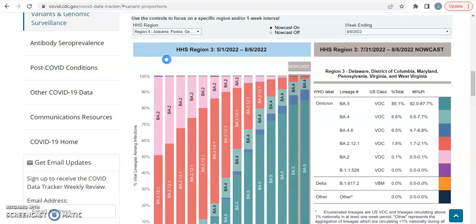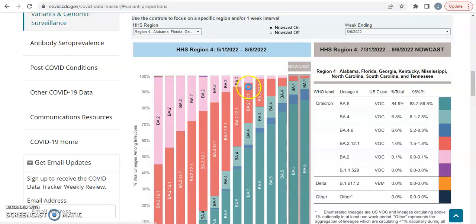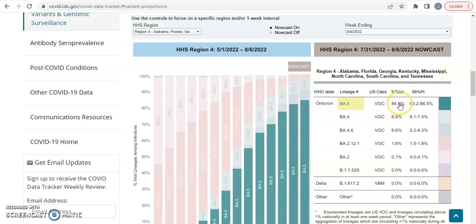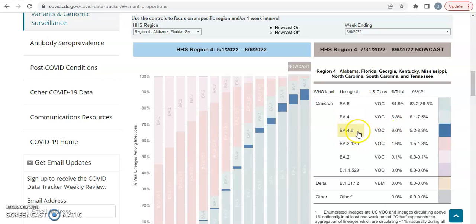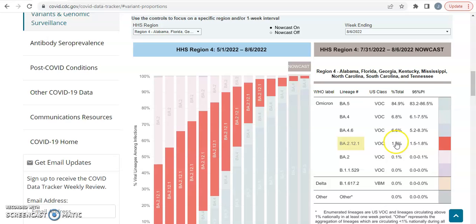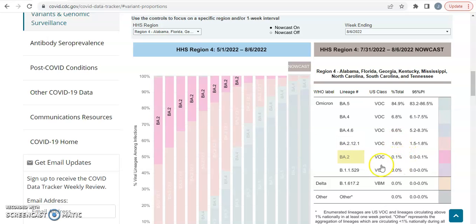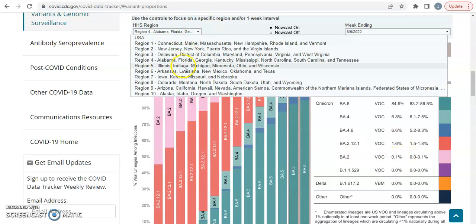Let's continue to Region 4. We're going to go through all the regions here. Region 4, BA.5 is dominant with 84.9%. BA.4 is 6.8%. But then we come down here to BA.4.6. And yet again, for the 4.6 variant, it is starting to gain some ground. BA.2.12.1 is still 1.6% of the cases, and BA.2 is almost completely gone in this region.